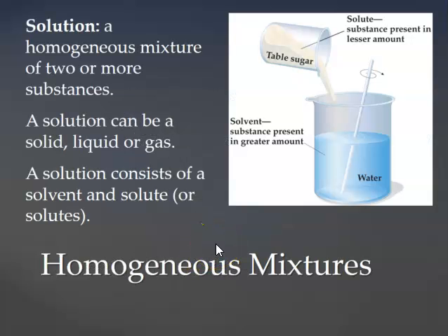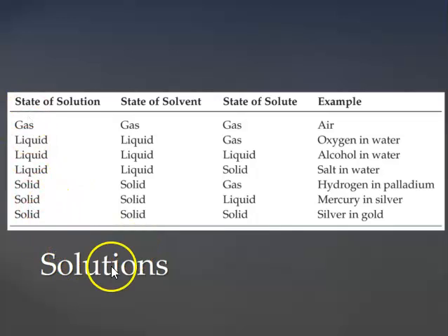Now let's get to the homogeneous mixtures. A solution is a homogeneous mixture of two or more substances. We can have solid solutions, liquid solutions, and gas solutions. Whatever you have the most of is your solvent, and the things in smaller amounts are your solutes. That's all old stuff. Here's a bunch of examples of different solutions: some solid solutions, some liquid solutions, gas solutions, like the air you're breathing is a solution.